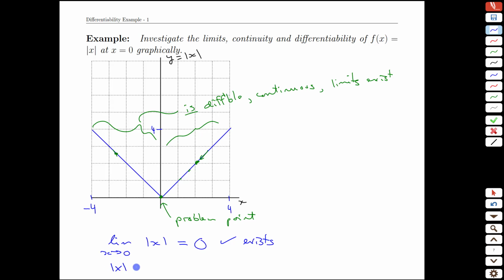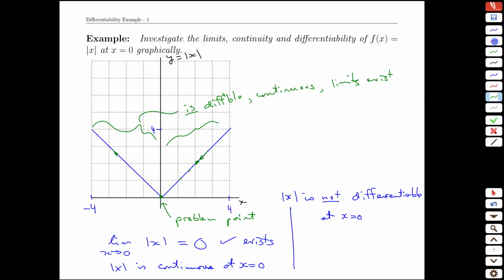Furthermore, the absolute value of x is continuous at x equals 0. We can see that graphically. We can draw it with one continuous pen stroke moving from the left to the right. Where do things break down? Well, it is not differentiable at that point, at x equals 0. Absolute value of x is not differentiable.